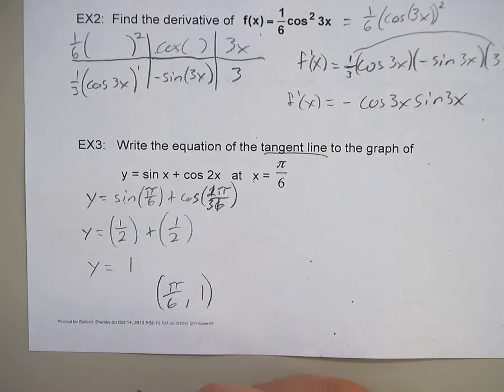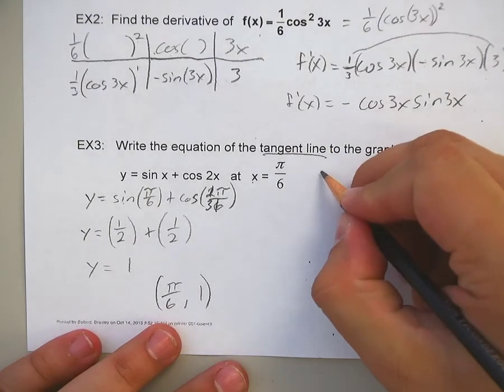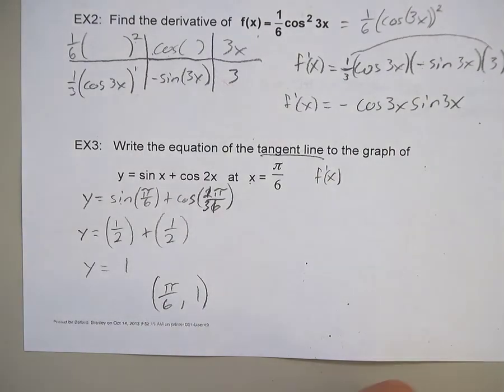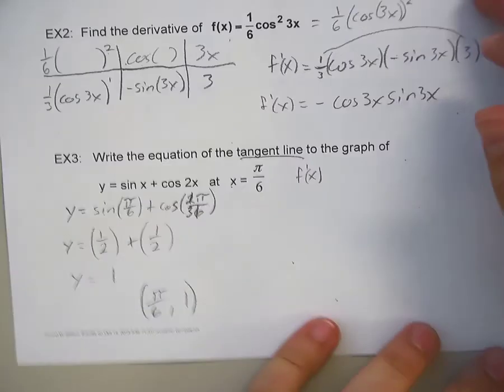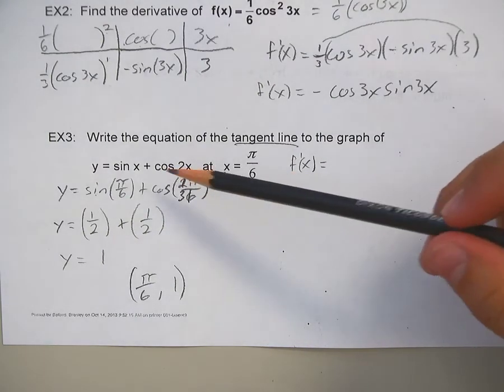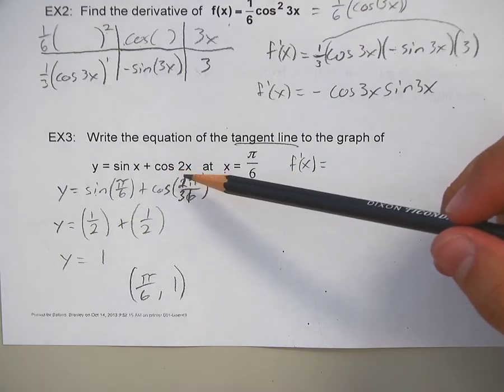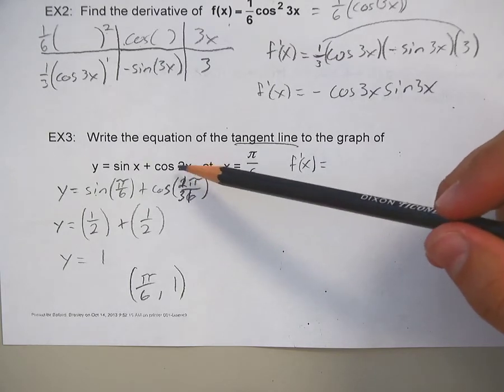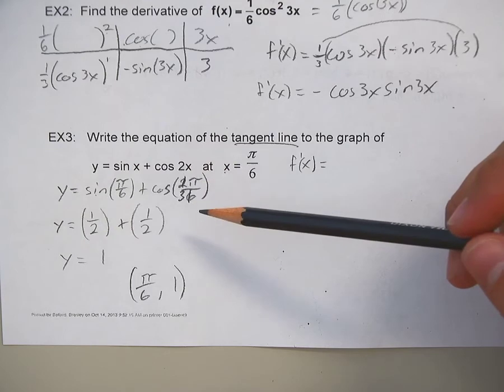Pause the video if you need to slow down a bit. Then I'm going to find the derivative, f prime of x. The derivative of sine x is pretty simple to find, but you also need to find the derivative of cosine of 2x. Now that's going to take a chain rule, because now I've got a function on the inside of cosine. I've got a 2x. It's not just an x anymore.